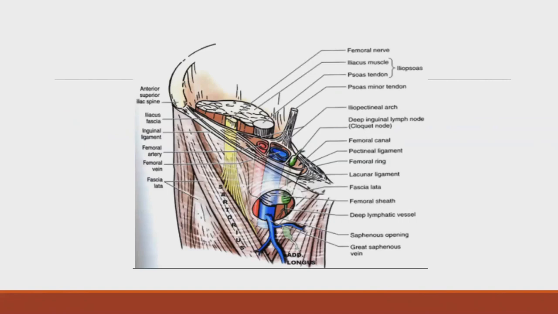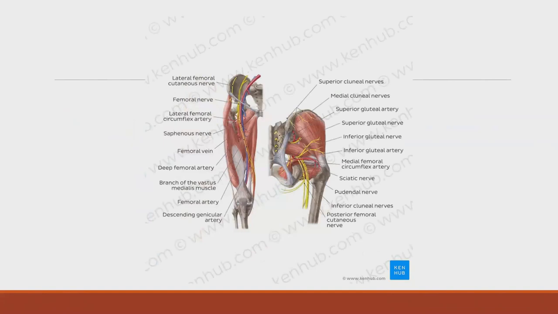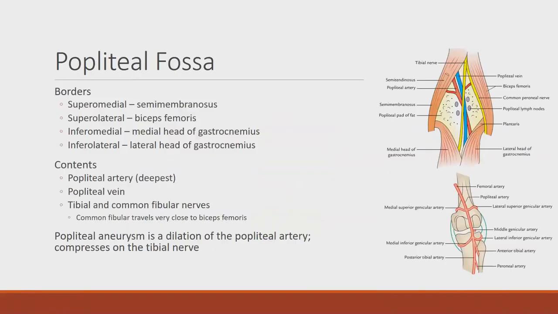I think I included this picture just so that we can go over the nerves and the veins and the arteries, but we've already done that, so it's not that important. Popliteal fossa, if you really care that much, you can learn about it. The borders are all muscles. We all remember that your biceps femoris is more lateral, and then your semitendinosus and semimembranosus are more medial, and then the inferior borders are done by your gastrocnemius muscles.